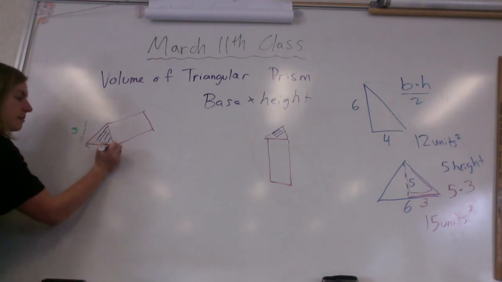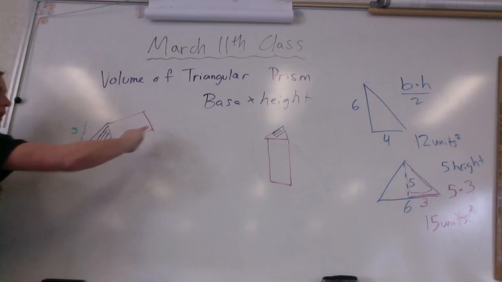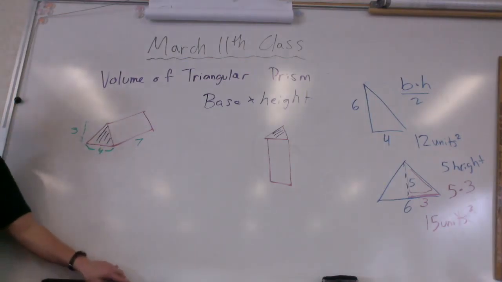We're going to say that this bottom area is 4. And let's say that this length back here is, I don't know, 7. See if you can find the volume of that. So remember, the base is this front area, this front triangle, and that's the height, even though it's not height, it's still height. So go ahead and try to find that one.